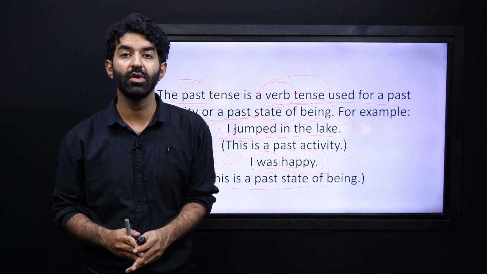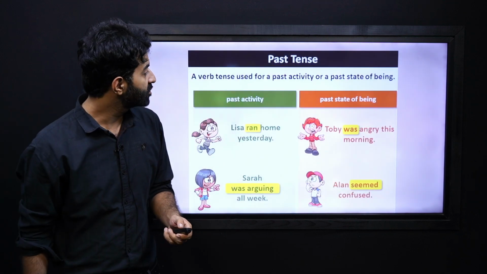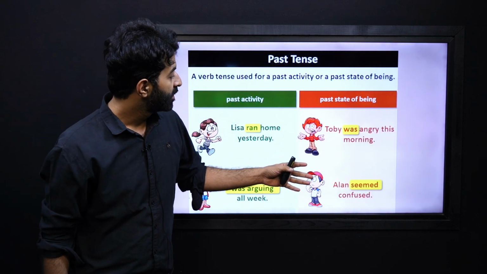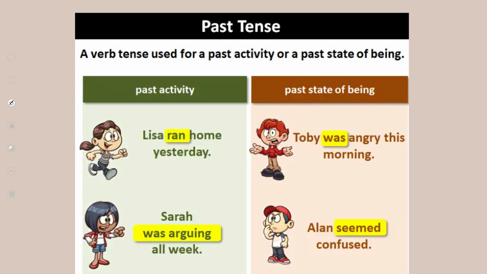Simple rules that we need to follow. Let's look at the structure over here. But first, here you can see the picture. This is for the past activity and this is for the past state of being. So if you want to show action, you can say Lisa ran home yesterday. And what is the base form? We have the base form run, and it will become ran.